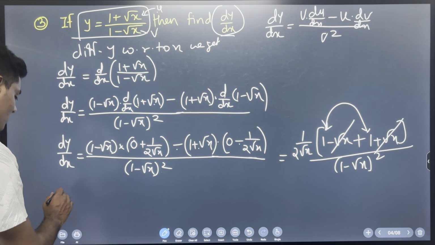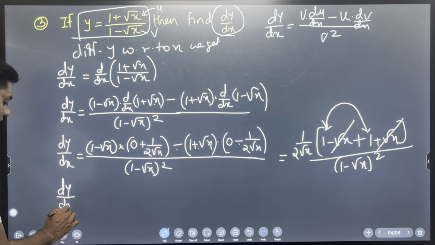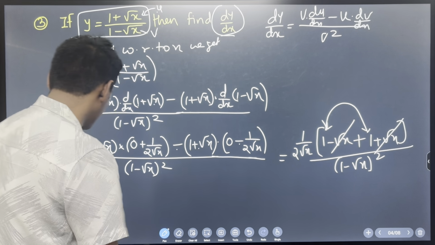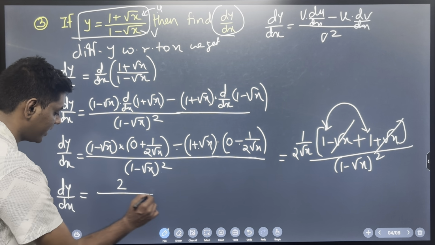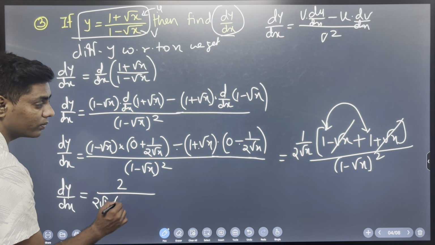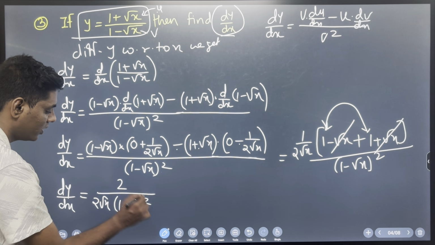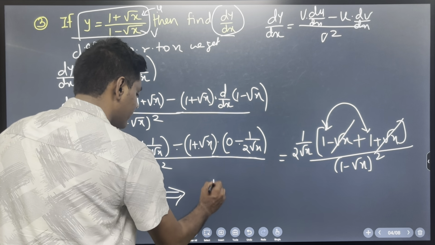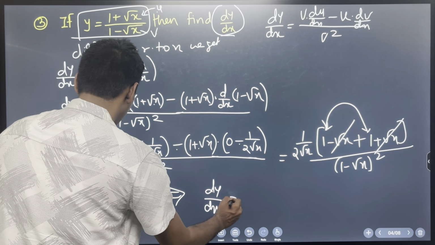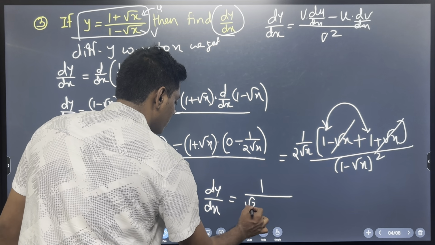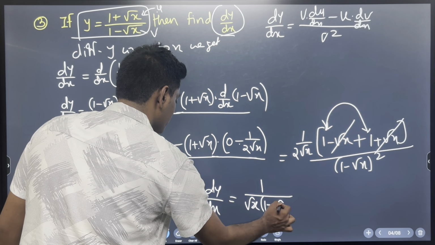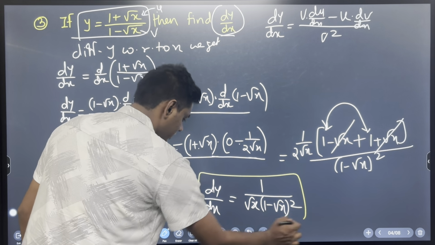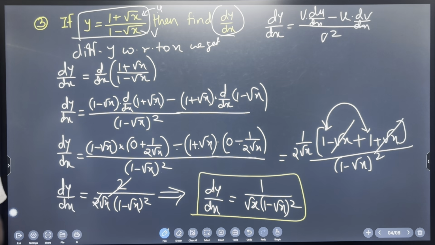Easy part. So the next step, dy by dx equal to simple 1 plus 1, 2, and then 2 gets cancelled. So that is 2 divided by 2 into root x into the bracket 1 minus root x square. So 2 gets cancelled. What is the final answer? That is dy by dx equal to 1 upon under root x into bracket 1 minus root x bracket square. So in such a way we solve the example based on the division property of derivative.